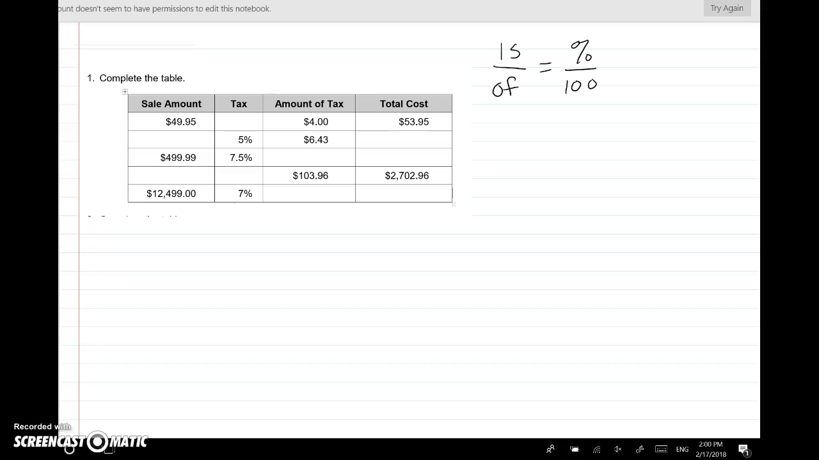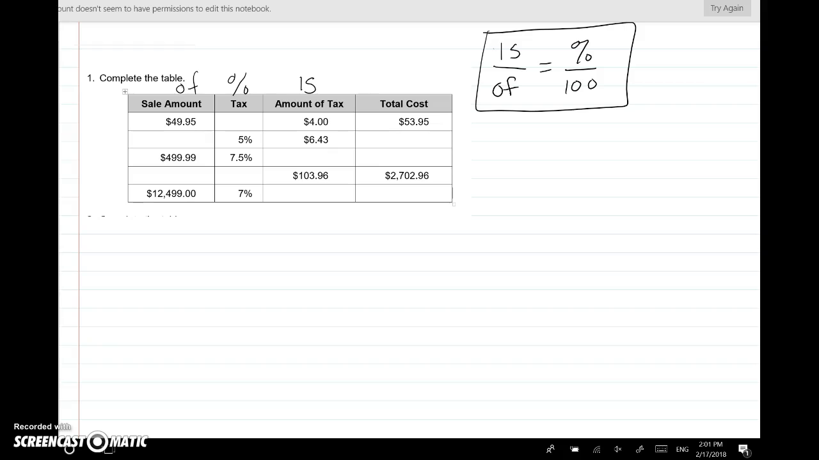Okay, so we're going to use this formula for most of these problems. The amount of tax is going to be our is. The tax is our percent. And our sale amount is our of. So that should kind of help us figure out what we need to use as our variable, our unknown.